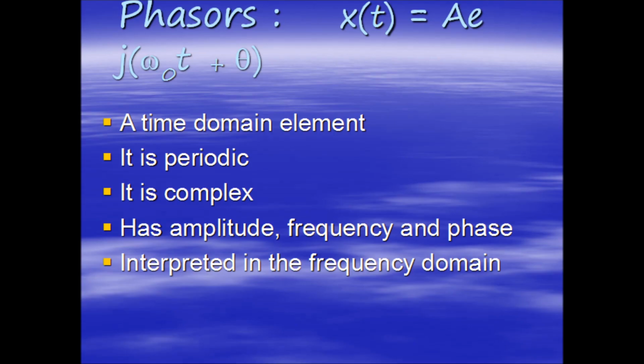Here is just a review of phasors we have learned before. In the 210 class, and maybe in the 315 class, we all talked about phasors. A phasor is a time domain element. So it's periodical, right? Frequency will be omega 0, and it's complex. Complex means we have a real part and an imaginary part. So it has its amplitude, here A is the amplitude. It has frequency and phase.